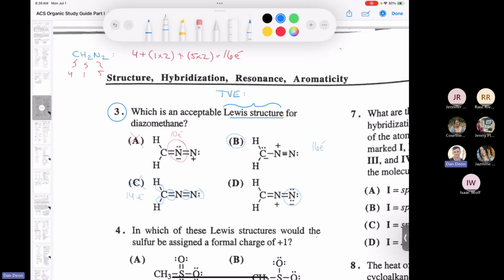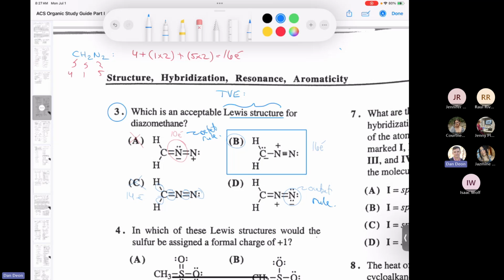So you know what we'll write here? We'll put octet rule. Let me use a darker font here. And then this one here is also disobeying the octet rule. And C doesn't even have enough electrons. And so B would be the best choice here for diazomethane.